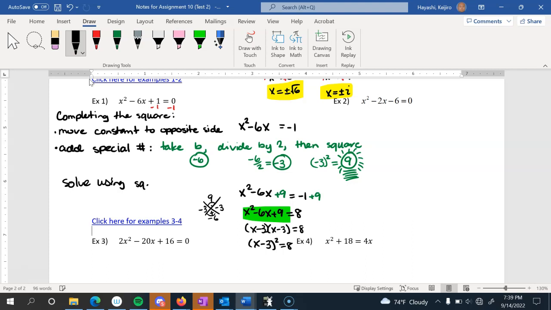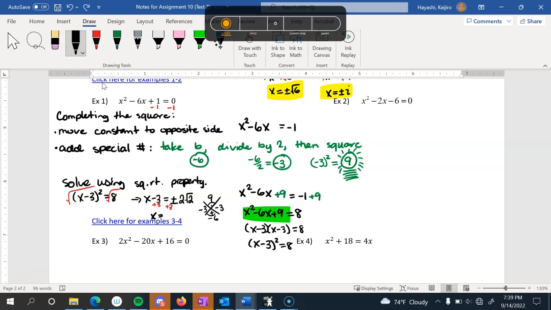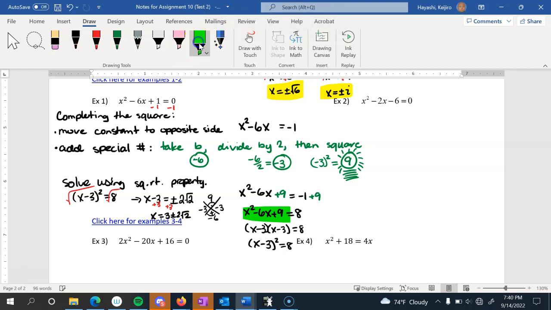Solve using the square root property. So x minus 3 squared equals 8. Take the square root of both sides. That should give us x minus 3 is equal to plus or minus the square root of 8, which is going to be 2 square root of 2. And then just add 3 to both sides. This is a mess because I had to write words, but it'll just come out to 3 plus or minus 2 square root of 2. That's your two answers.